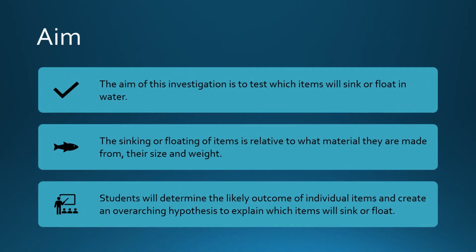The aim of this experiment is to test which items sink or float in water. The sinking or floating of items is relative to what material the item is made from, as well as its size and weight. Students will determine the likely outcome of the individual items being tested and create an overarching hypothesis to explain which items will sink or float.